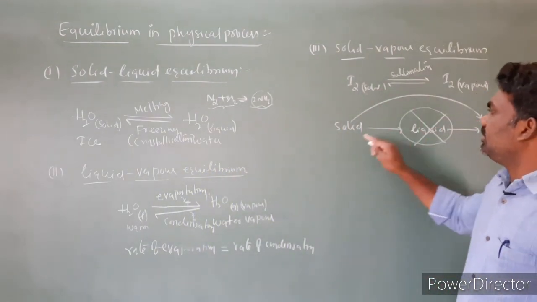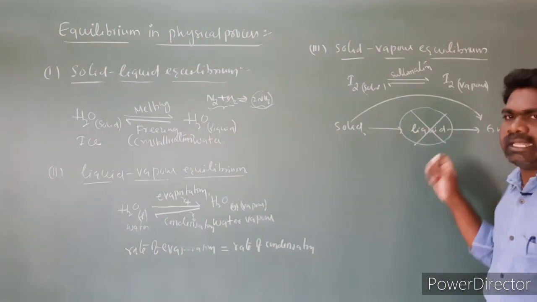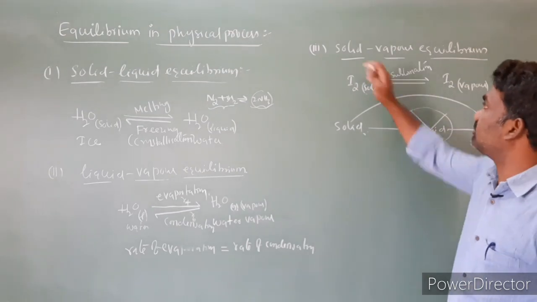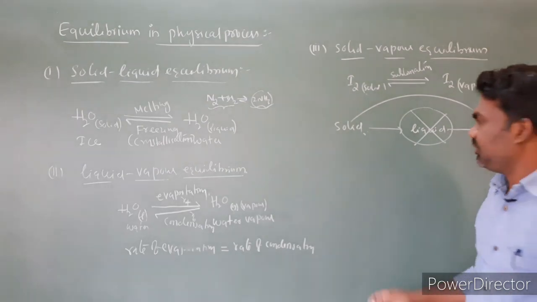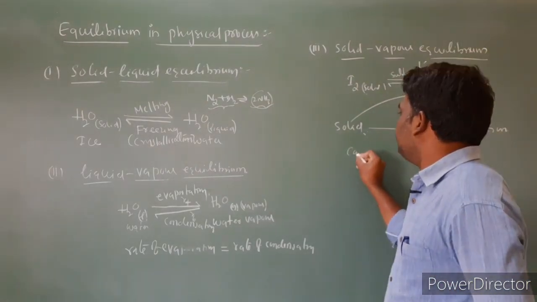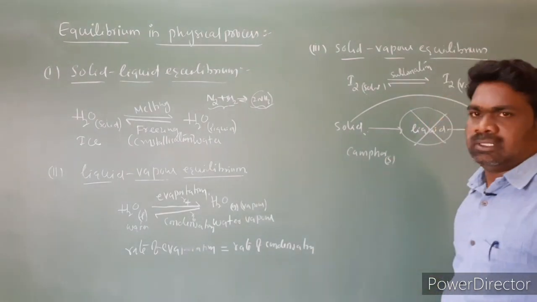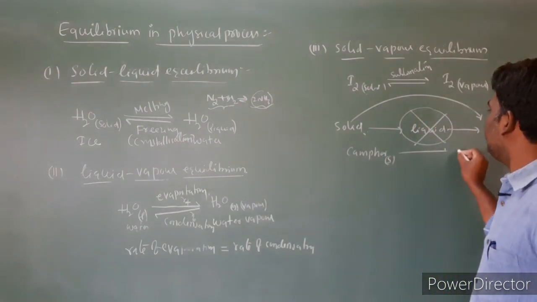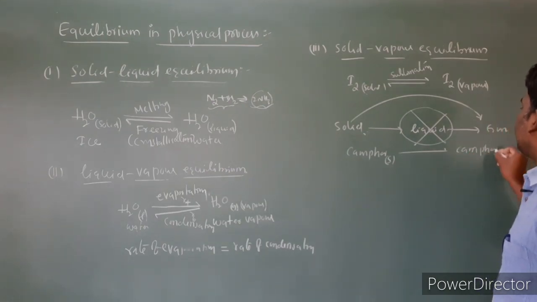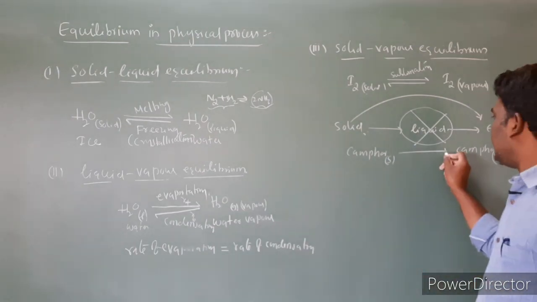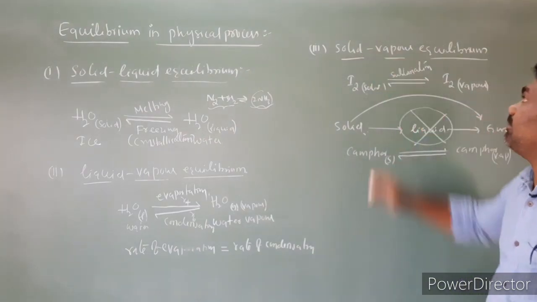So in sublimation, the solid and the gas, nothing but vapor, exist in equilibrium. So this is an example of solid vapor equilibrium. Example: I2 solid converting into I2 vapor. Let us take one more example. I'm taking camphor. Camphor is a solid. When the camphor is heated, it converts into camphor vapor, the gaseous state. Camphor vapors convert back into solid camphor. So this is an example of solid vapor equilibrium.